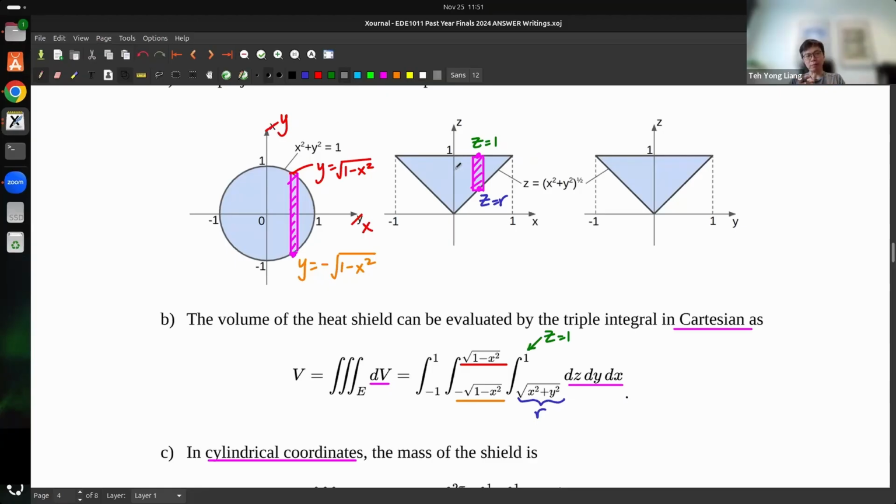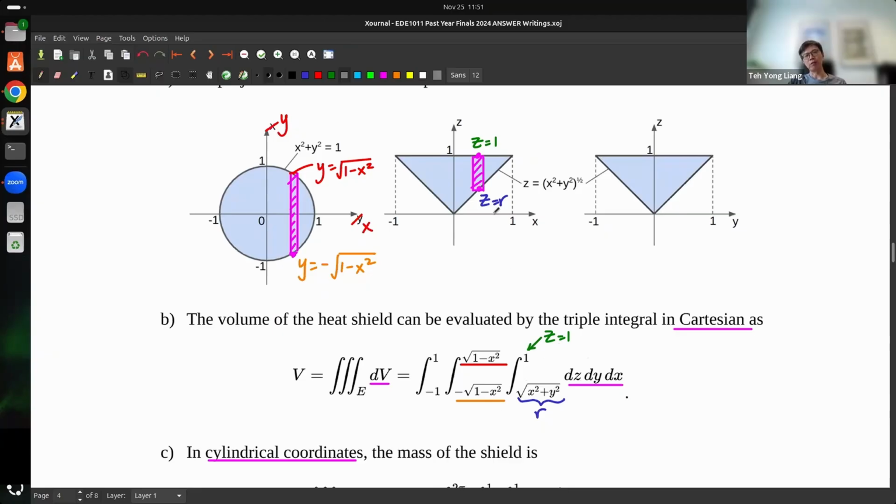You have to sum up in the region where the volume is. So what is the lower bound of z? z equals r, as we have evaluated earlier on. Then z equals 1 at the upper bound. But this is in Cartesian, so you cannot write r. What's r? r is just root of x squared plus y squared. So for Cartesian, you have to put everything in terms of x, y, z. So therefore, we have this first inner integral with respect to z.